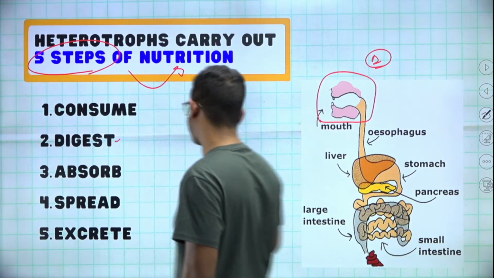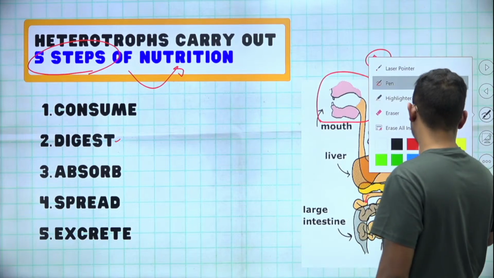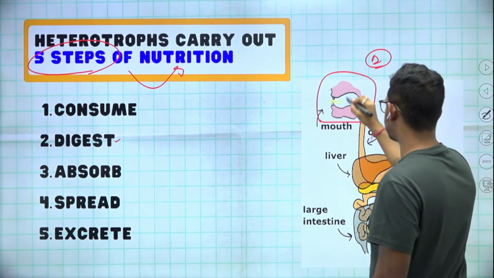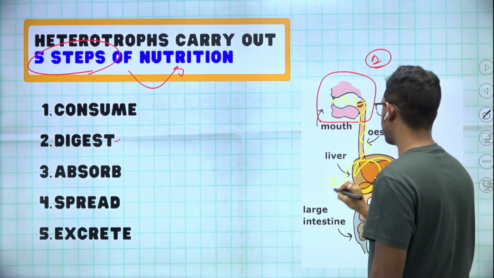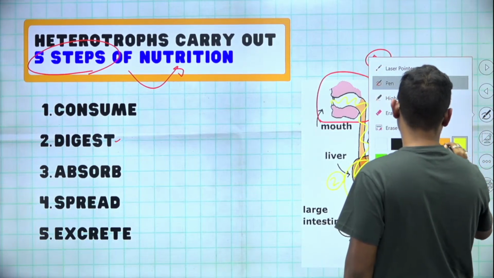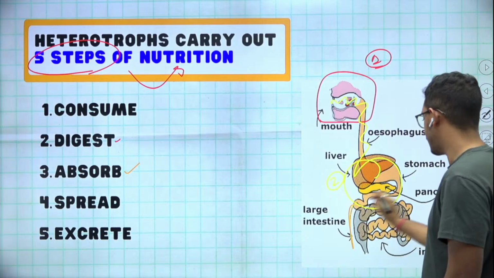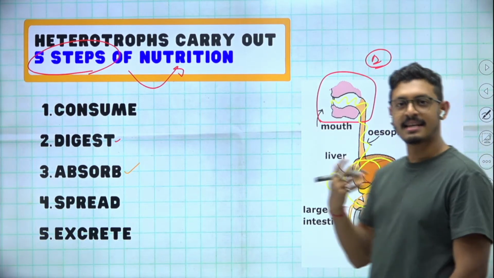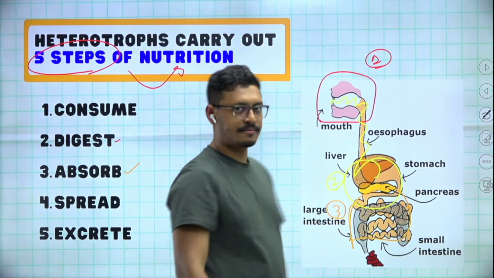Then you have digest. Digestion starts from your mouth, of course, and goes on till your stomach and a part of your small intestine as well. That is your digest. On the other hand, absorb. Most of the absorption will be taken care of by your small intestine and large intestine. So this is your third step of nutrition.